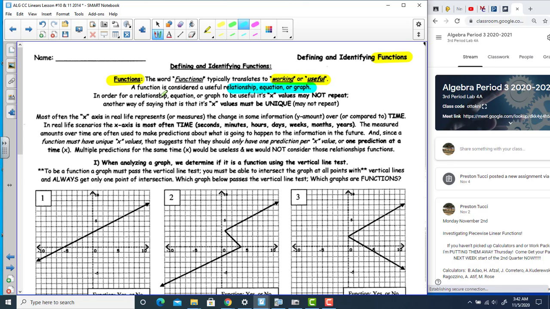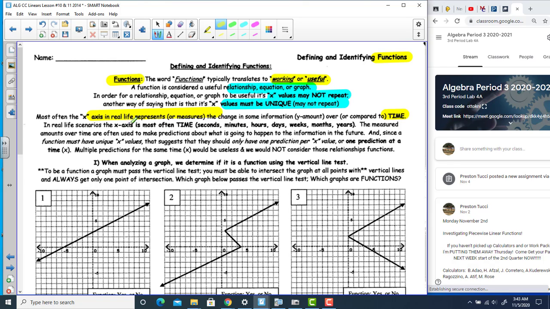That's going to mean that in order for our relationship or equation or graph, the picture representation, to be useful, our x values are going to have to be unique. They may not repeat. Another way of saying they may not repeat is what I had just suggested. They must be unique. So you'll hear me say that a lot this year. In order to identify if a relationship is a function, I'll say, are the x values unique? And in order to determine that, you'll have to look and see if they repeat. If they repeat, they are not a function. They must be unique.